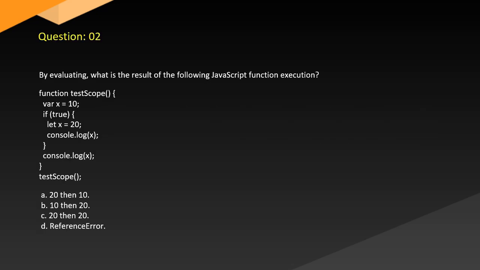Question 2. By evaluating the code, what is the result of the following JavaScript function execution? function testScope() { var x = 10; if (true) { let x = 20; console.log(x); } console.log(x); } testScope(). A. 20 then 10. B. 10 then 20. C. 20 then 20. D. ReferenceError.